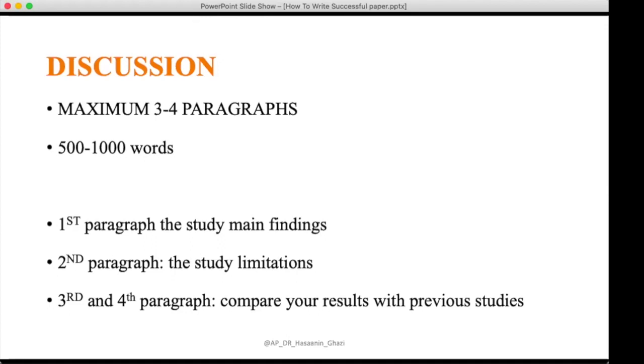And of course, the third and fourth paragraphs are about comparing your result with previous studies. Again, you have to compare with people who agree with you and, of course, with people who disagree with you, both of them. But if your result is totally against common sense, you have to give your own explanation of why your result is totally different from all the other previous results.